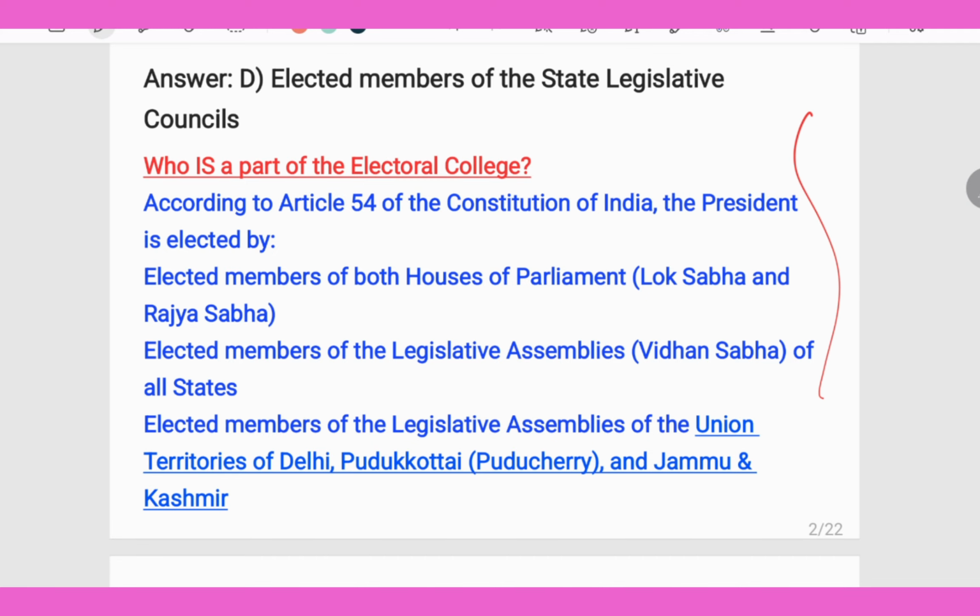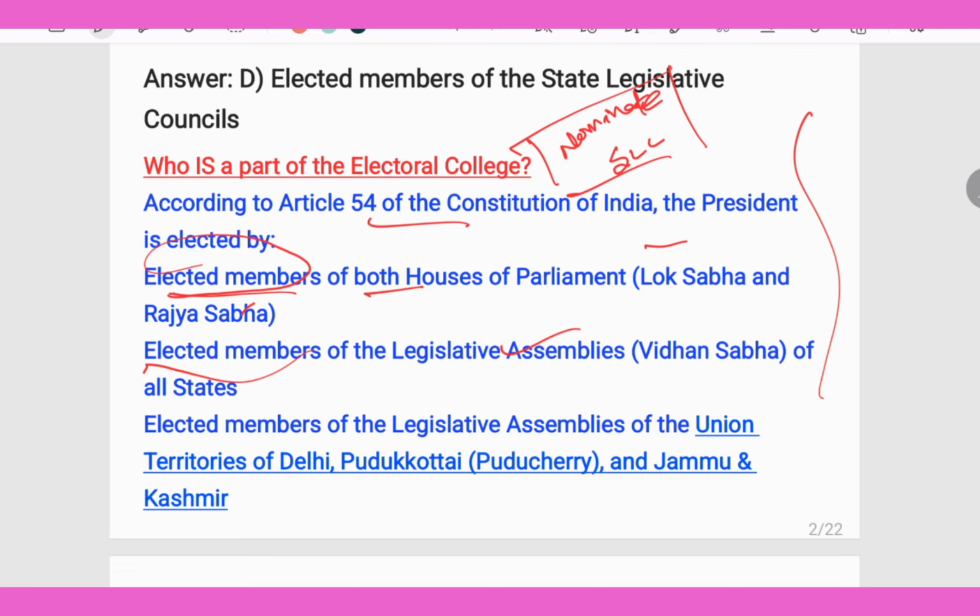Here is the explanation. Under Article 54 of the Constitution of India, the President is elected by the elected members of both houses of Parliament, that means Lok Sabha and Rajya Sabha, only elected members, and the elected members of the SLA or Vidhan Sabha, including the Union Territories of Delhi, Puducherry and Jammu Kashmir. So the nominated members and members of the SLC do not participate in the election of a President.